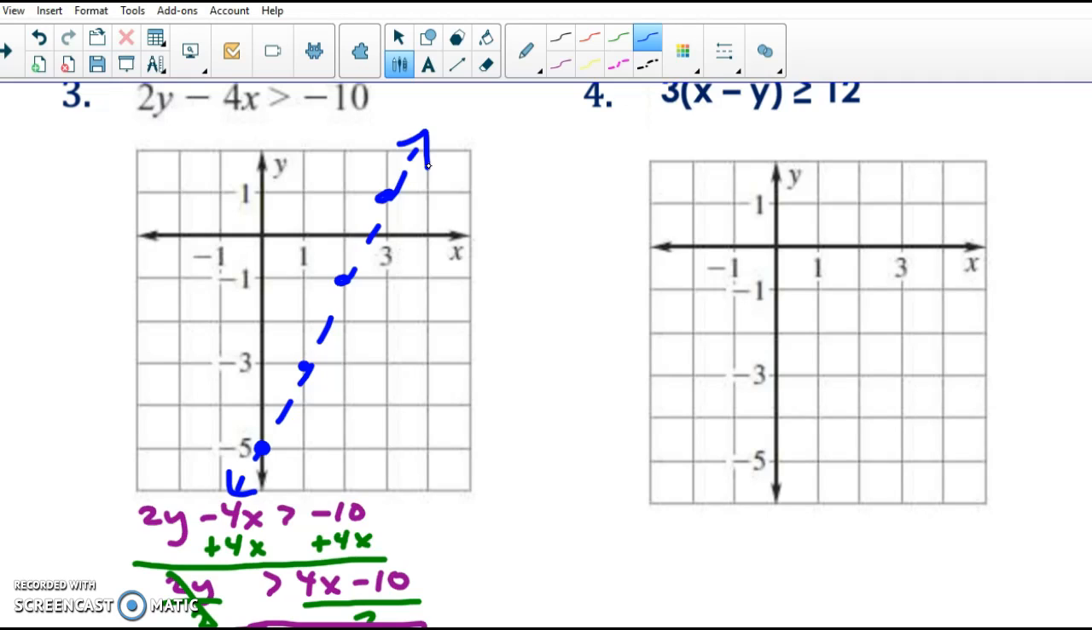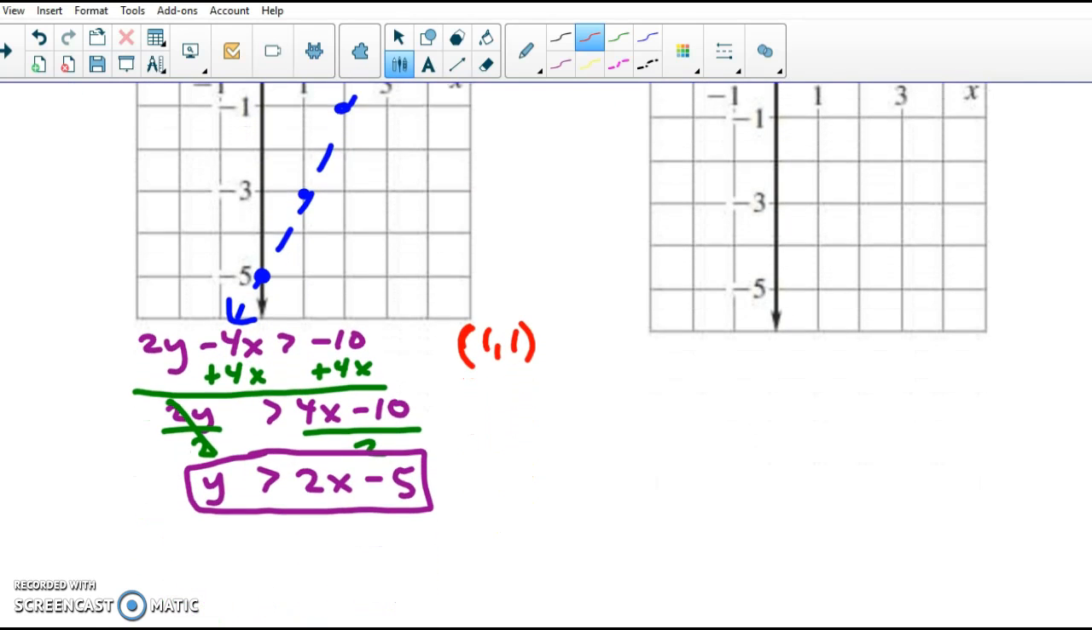Okay, now I have my boundary line drawn. So I need to choose a test point that I can check. I'm going to pick the point 1, 1 because it will be an easy point for me to test. So this is going to be my test point. And I'm going to test to see if this point is a solution of this inequality.